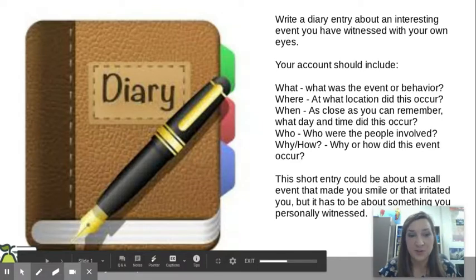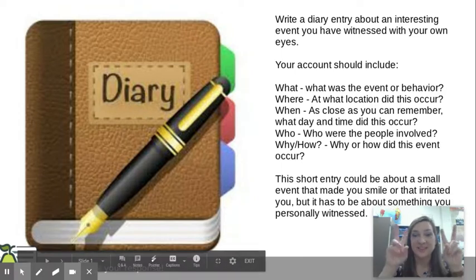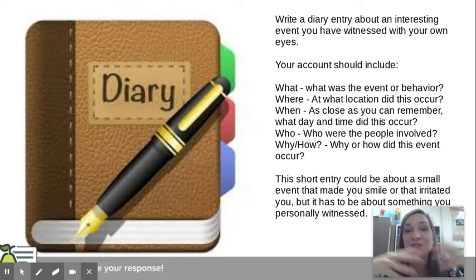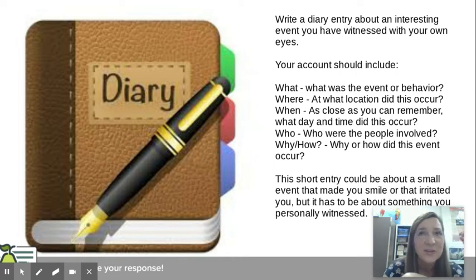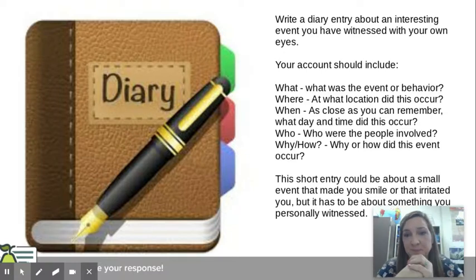The first thing that you're going to do on the Pear Deck is write a diary entry about an interesting event that you have witnessed with your own eyes. And by interesting, it can be something really, really tiny, like a bug that you saw in your backyard over the weekend, or something huge, right? Maybe you witnessed a car accident.